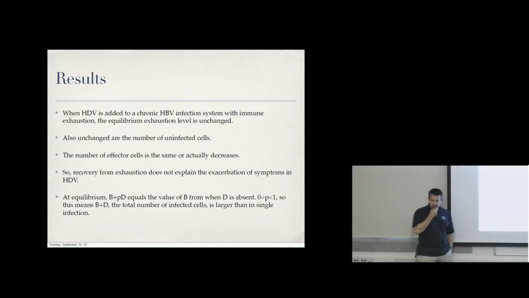So one possible explanation of what's going on is that this extra damage, this increase of symptoms that we're seeing in the co-infection, is caused not by the specific immune response recovering from exhaustion, but rather from just more cells being infected in the system. And therefore, you might suspect that it would be just a general inflammatory response sustained over a long period of time, which would lead to this.